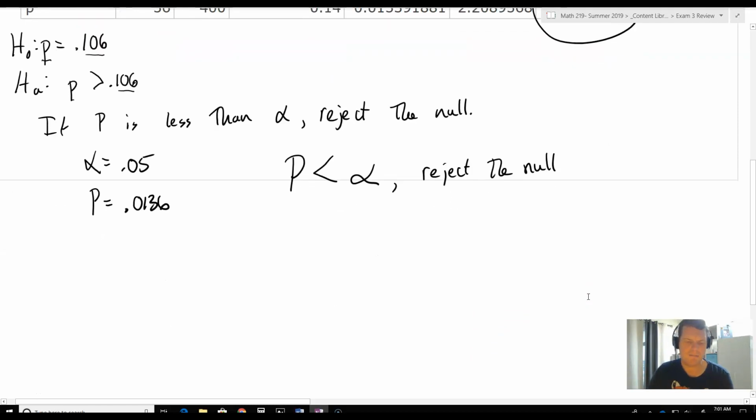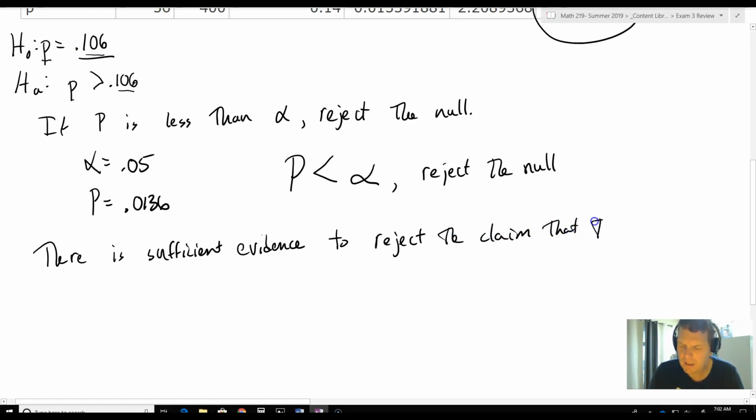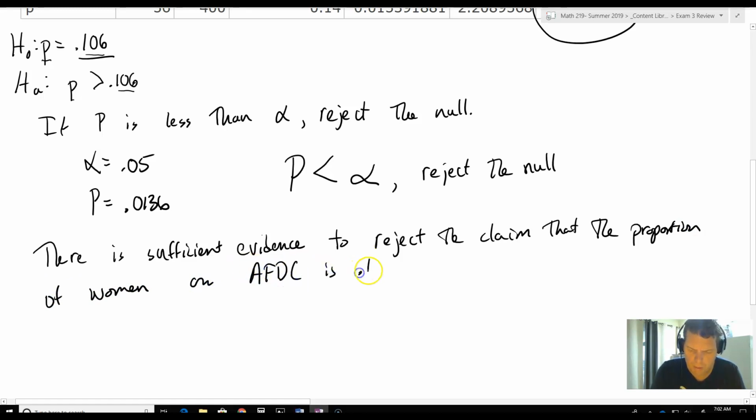Now, what does that mean? That means this: there is sufficient evidence to reject the claim. And what are we rejecting? We're going to reject the null. So we're going to reject the claim of 0.106, the claim that the proportion of women on AFDC is 0.106.